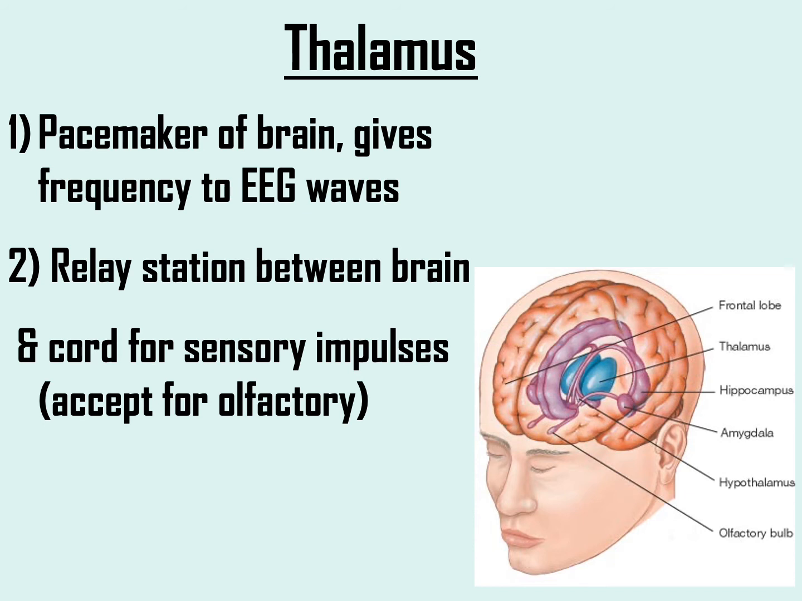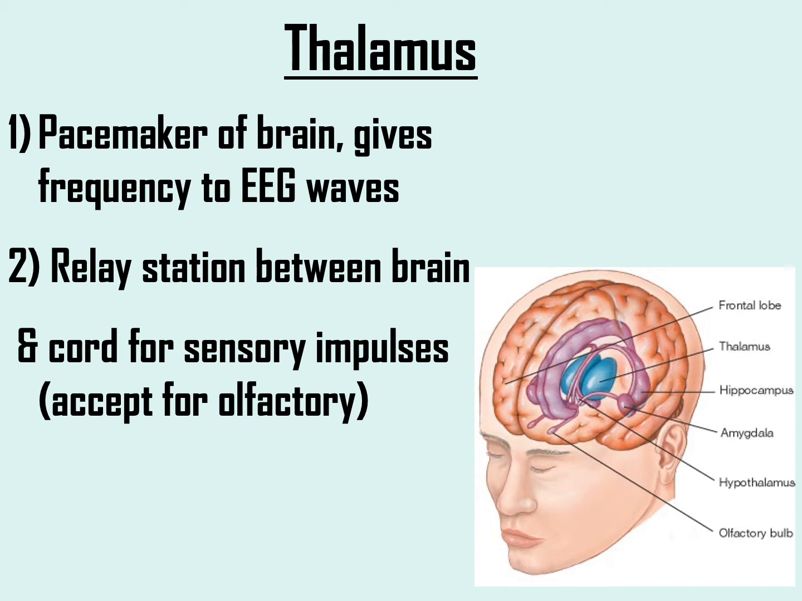The thalamus. It's two oval masses of gray matter, one on each side of the third ventricle. It's crucial for sensory perception. Rudimentary forms of sensation are received by the thalamus and relayed to the corresponding cortex. All sensory impulses that are being sent from the body to the brain pass through the thalamus, except for olfactory. It's also known as the pacemaker of the brain.